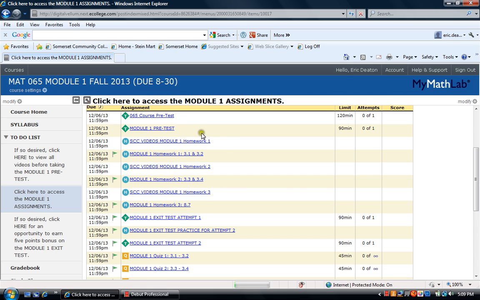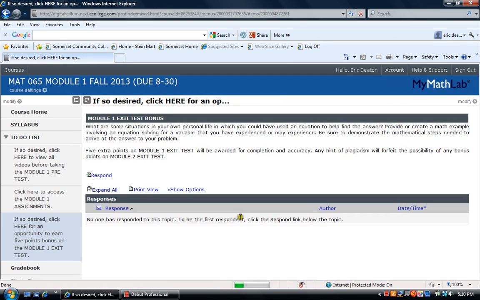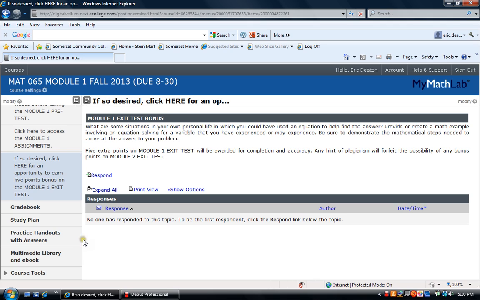Just as a refresher, the way a typical module works is you take the pretest, and if you make a 90 or higher and you're satisfied, you're done. Otherwise you do the homework, 80% or higher, until you get to the exit test. Once you get to the exit test, once you make an 80 or higher, you're done if you're satisfied. And there's also a bonus question for the exit test. Your instructor can tell you more about that. But that's pretty much how a module works.